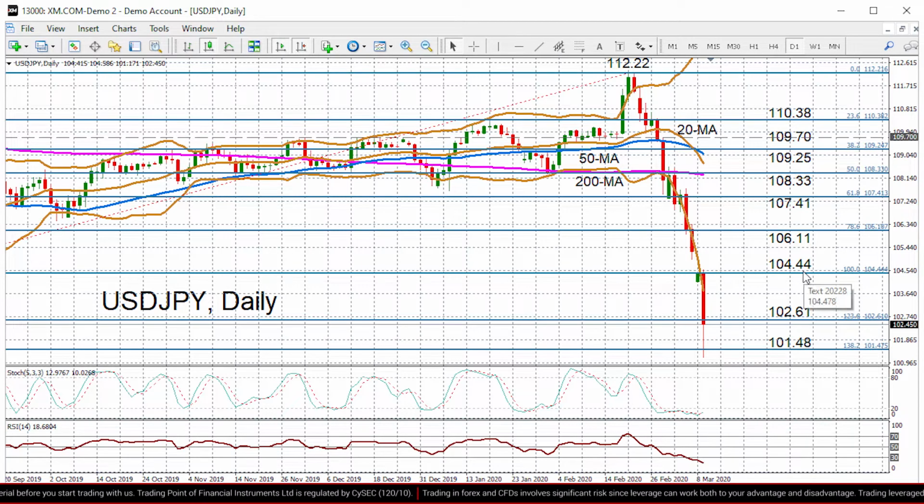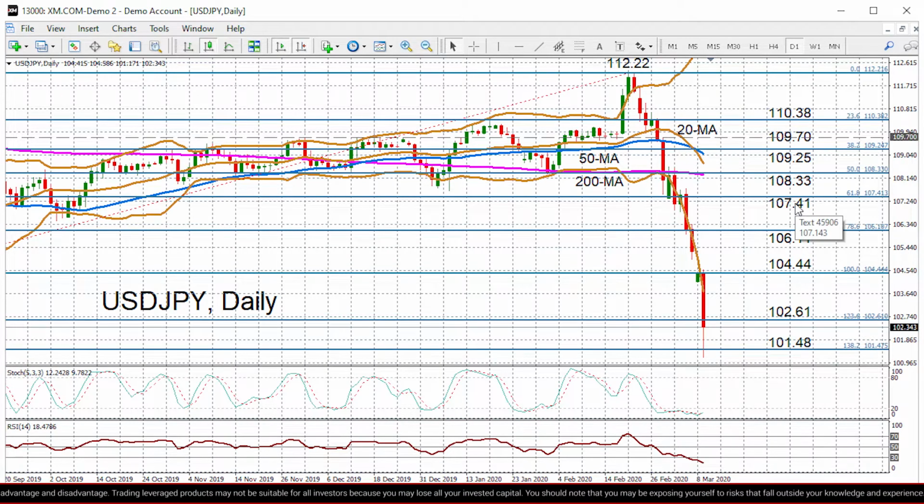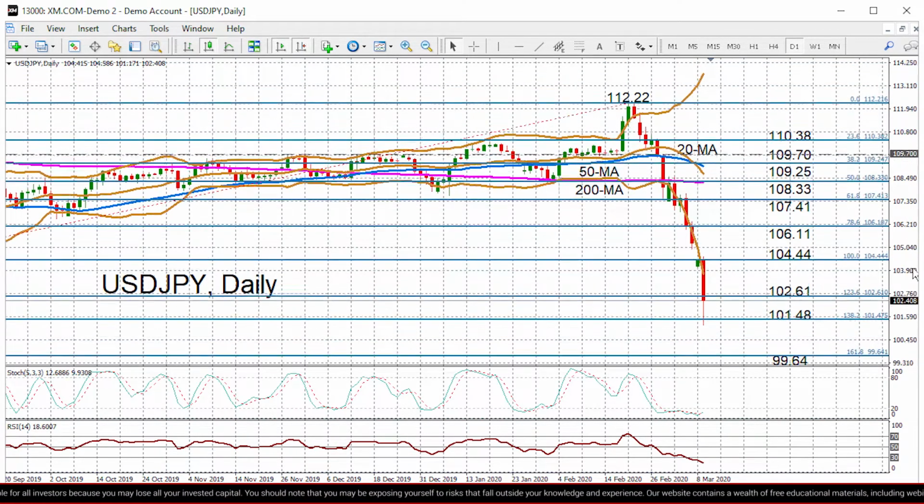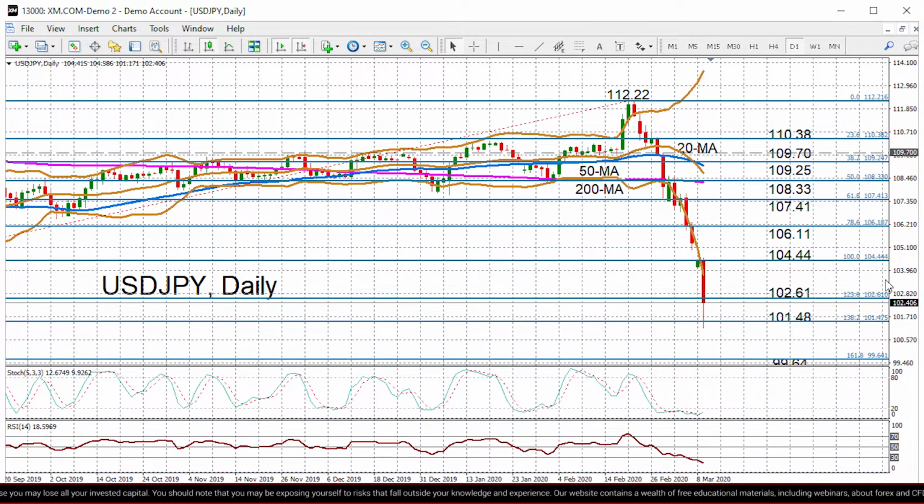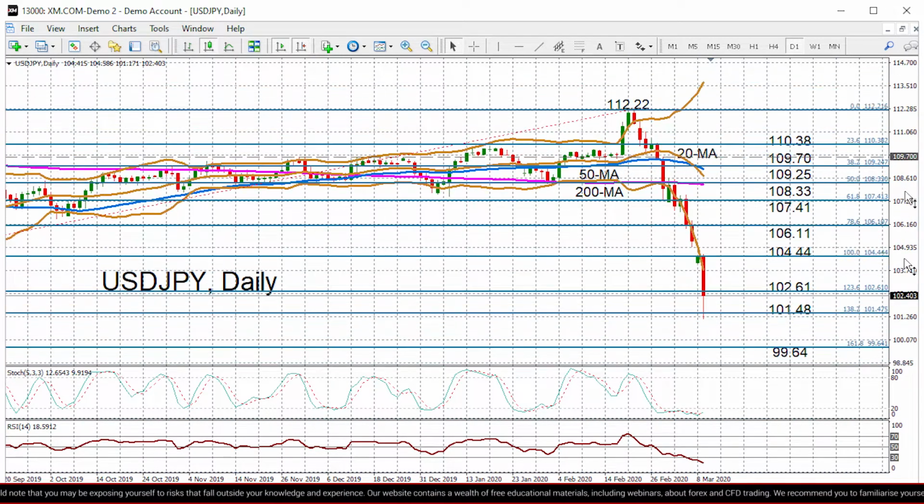So 104.44, a key resistance level, and then above that the bulls may try to make a run for the 78.6% Fibonacci at 106.11. It would be quite unlikely, though, that dollar yen would be able to recover much above the 106 handle, given the extent of the bearish pressure we're seeing at the moment. And in fact, we should be focusing more on how low dollar yen could go in the coming days.